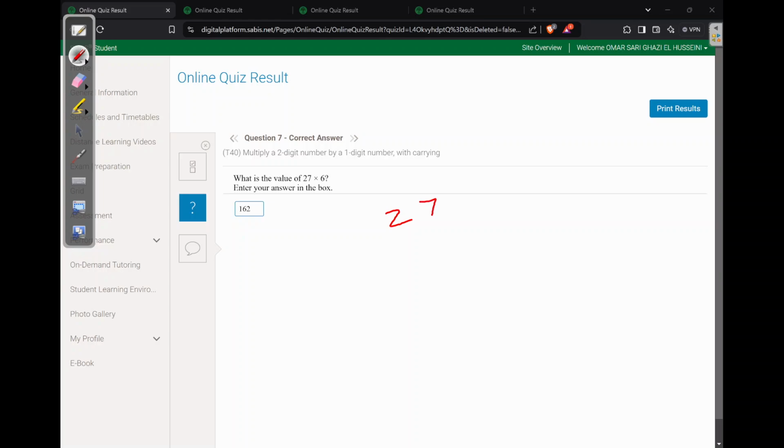27 times 6. 6 times 7 equals 42. 4 up. 6 times 2 equals 12. We add that 4 equals 162.